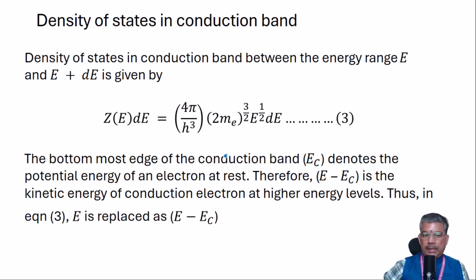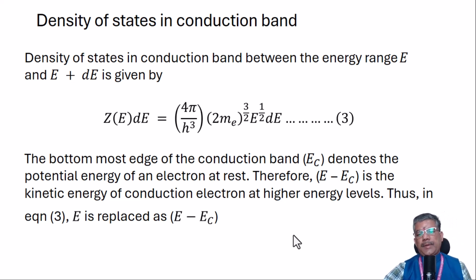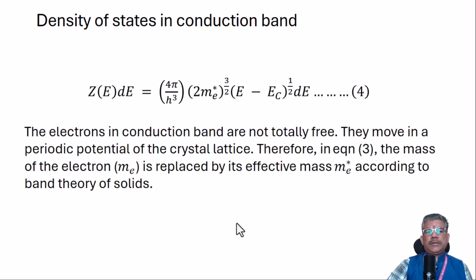So here the bottommost edge of the conduction band, EC, denotes the potential energy of the electron at rest, which means here EC is the minimum energy level and capital E is the maximum energy level. So we can replace capital E as E minus EC in equation number 3. Now look at equation number 4.